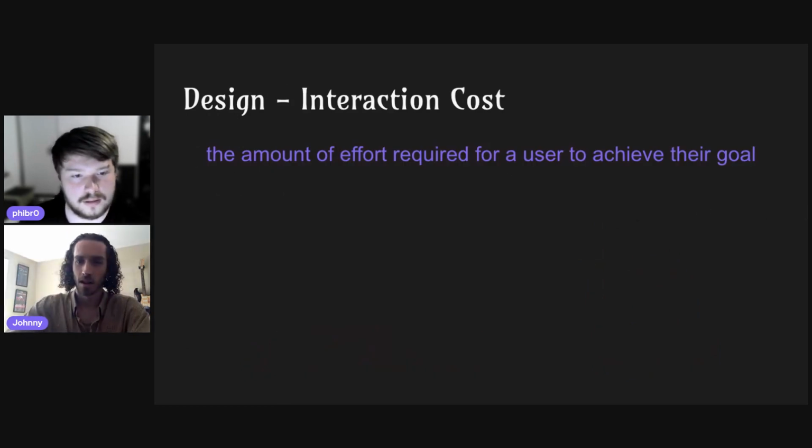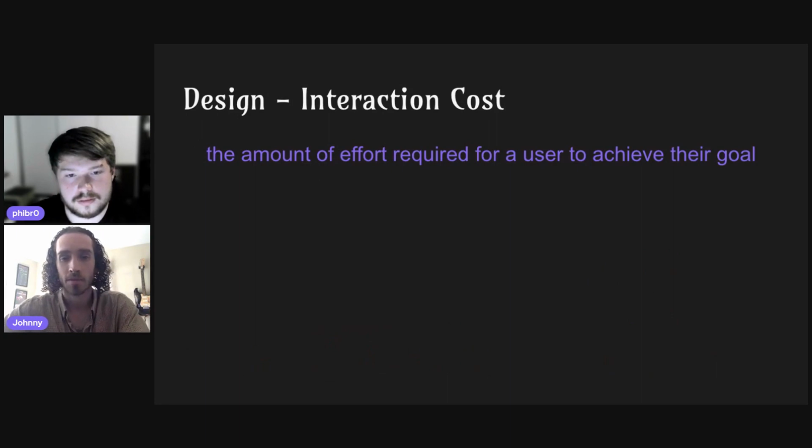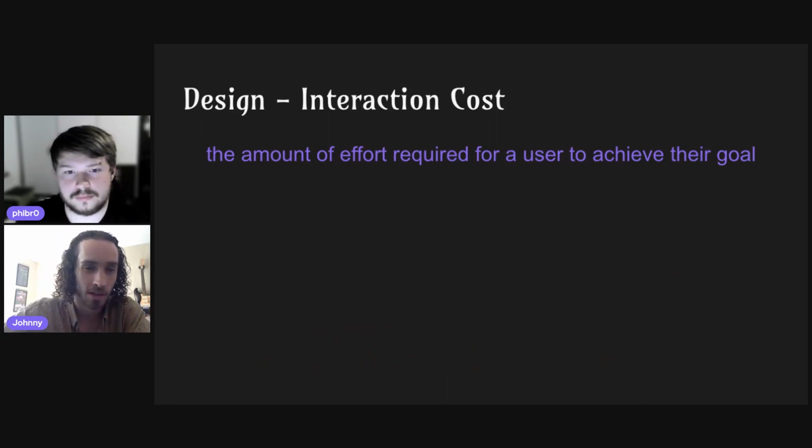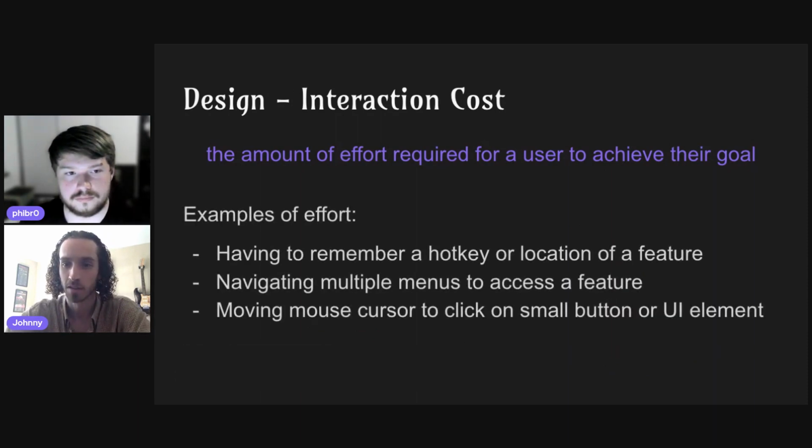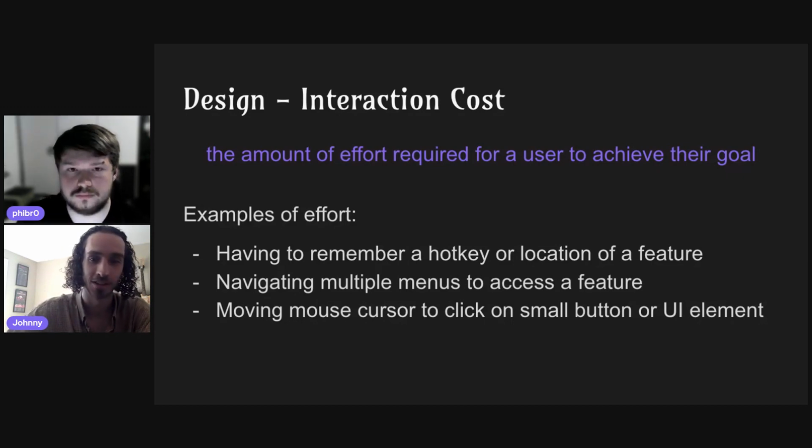So I believe that the concept of interaction cost is important to remember when designing a user experience. Generally, it refers to the amount of effort required for a user to achieve their goal. And this could be mental effort, such as having to remember a hotkey or the location of a feature in the interface, or it could be a physical effort, like needing to navigate through multiple menus or having to move your mouse cursor very precisely because the button you want to click is very small or in a crowded section of the interface.